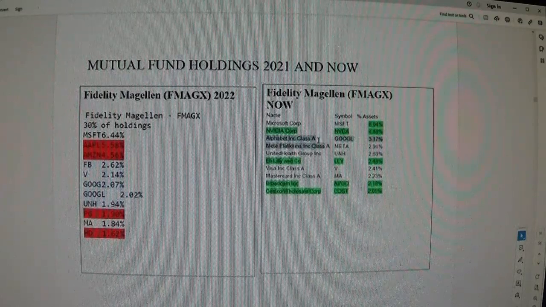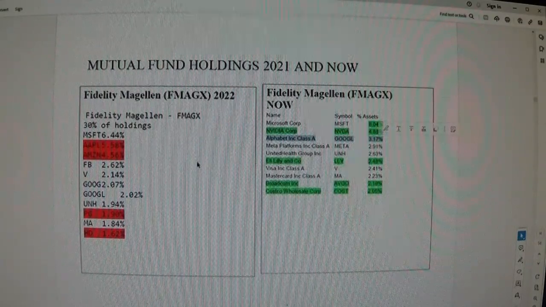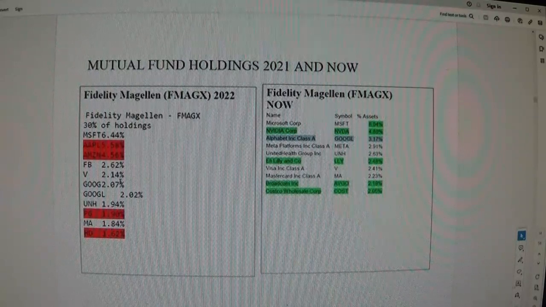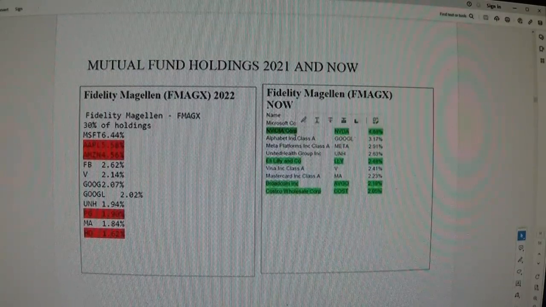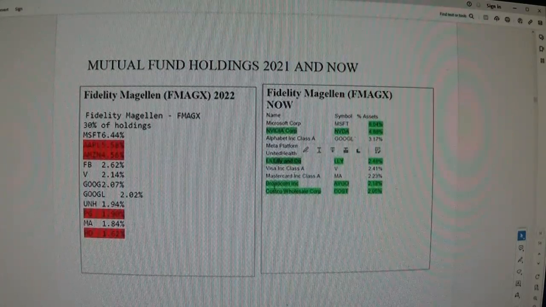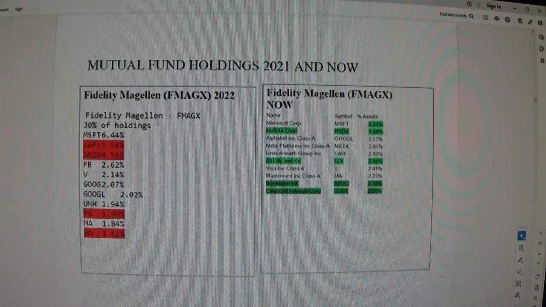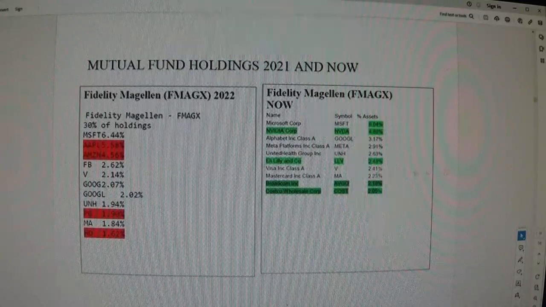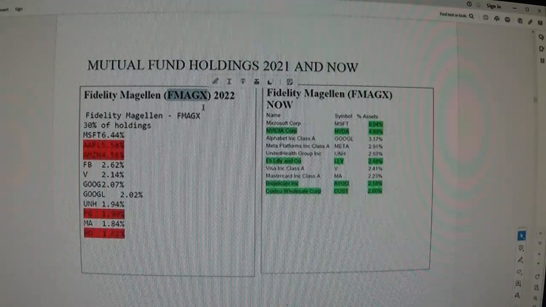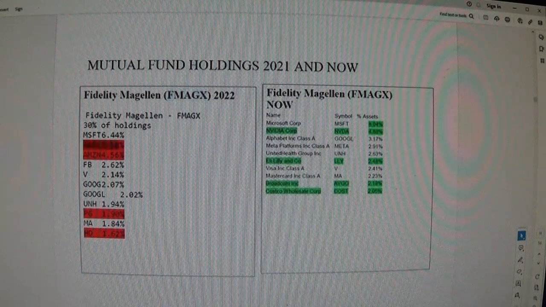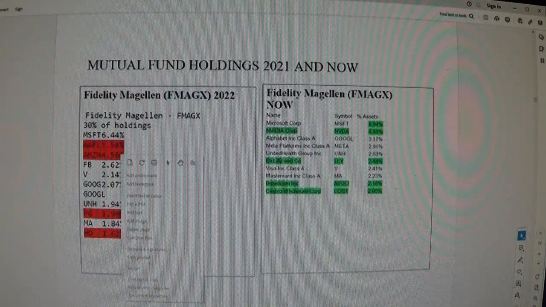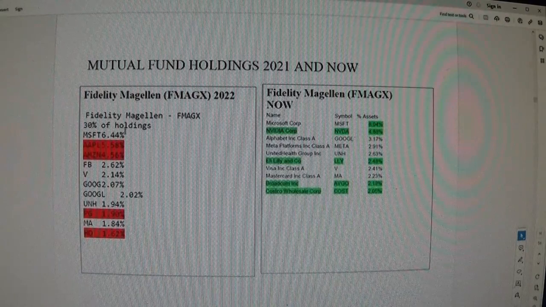Alphabet actually happens to be one of the ones that a lot of these big mutual funds never sell. You can see Meta, they didn't sell. United Health, they didn't sell. Visa, MasterCard. But they added NVIDIA, Eli Lilly, Broadcom, and Costco. And this is Fidelity Magellan. I think it's one of the largest mutual funds. And they got rid of Apple, Amazon, Procter & Gamble, and Home Depot.